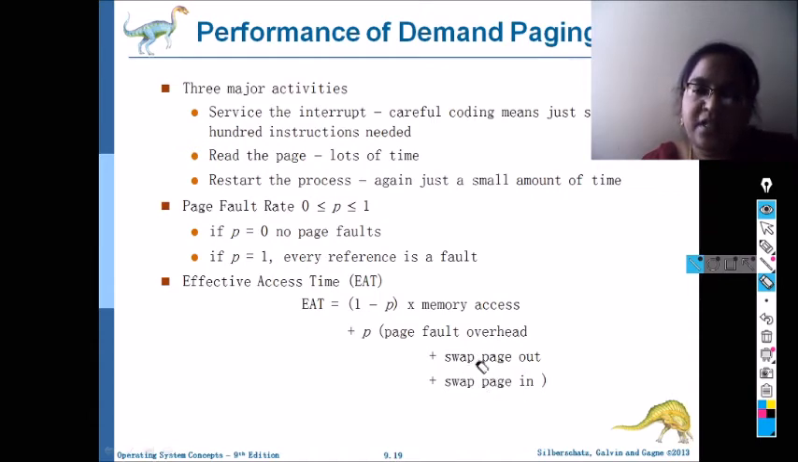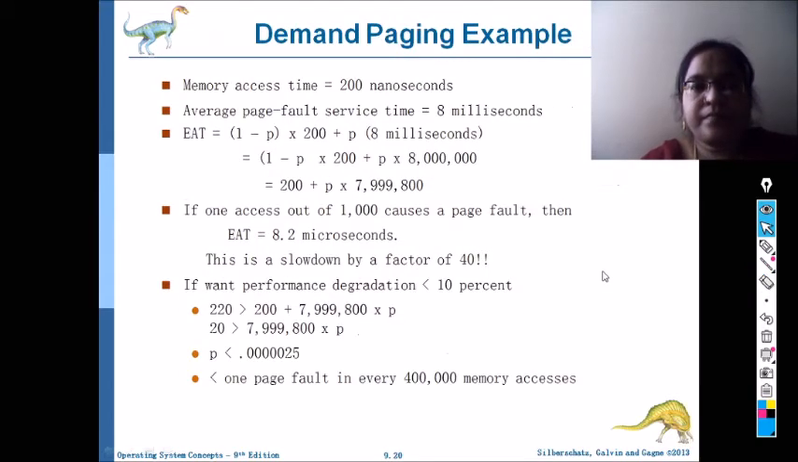So less time is taken for these two, but more time is taken for this particular page fault servicing routine and updating the table. Now just consider here, we have memory access time as 200 nanoseconds, and the average page fault service routine time is 8 milliseconds.